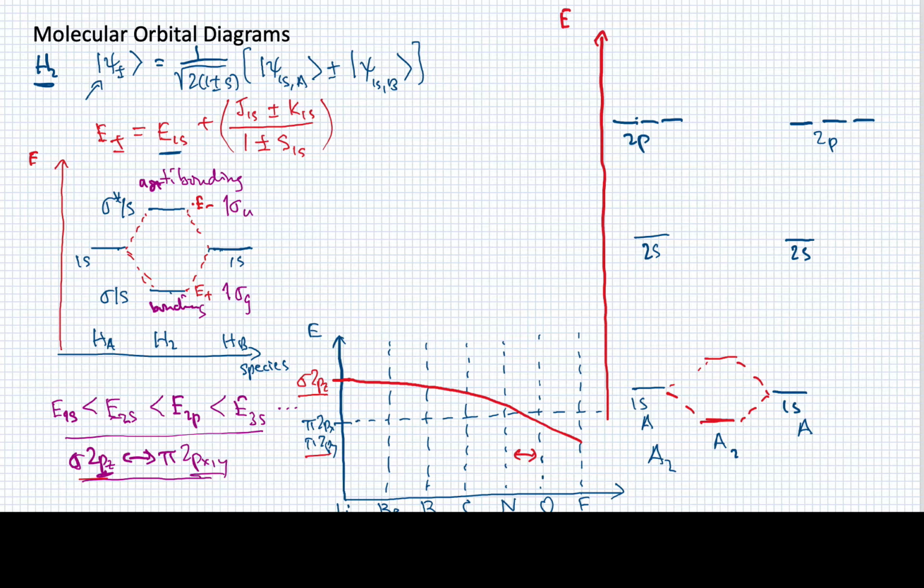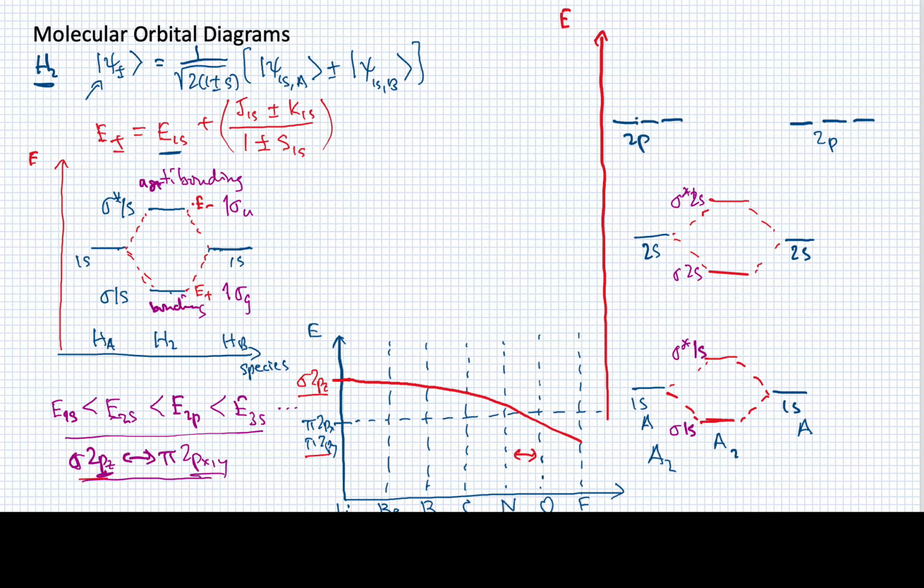I'm going to have a similar arrangement for the 2s orbitals. They're going to form a sigma bonding combination and a sigma antibonding combination. And I should probably now start labeling these various orbitals as sigma bonding 1s, sigma bonding 2s, sigma star antibonding 1s, and sigma star antibonding 2s.